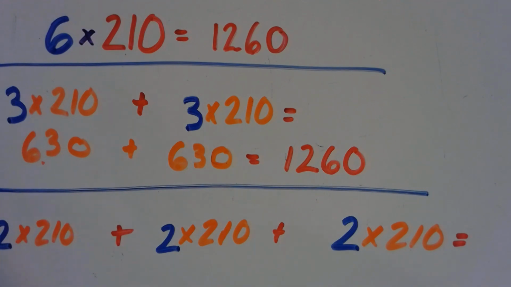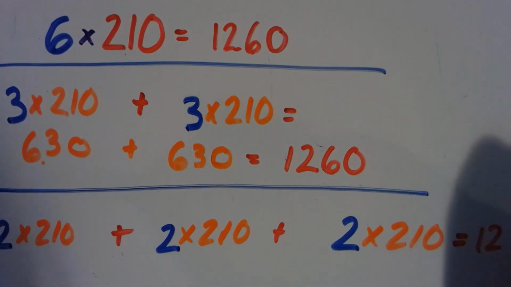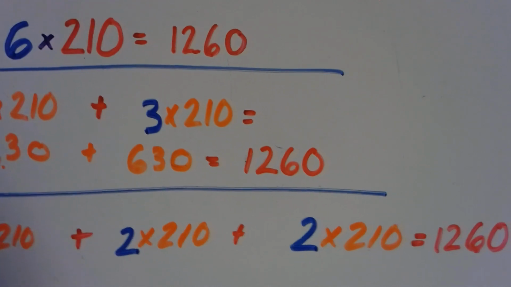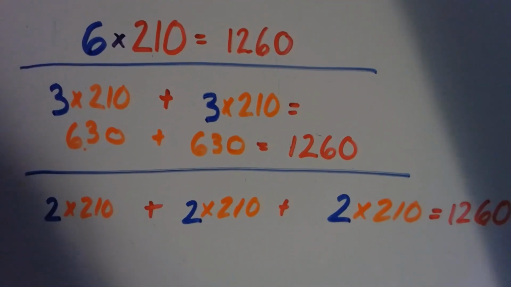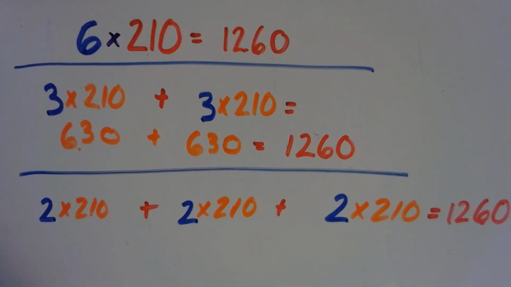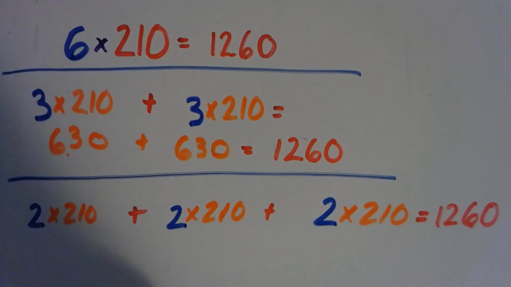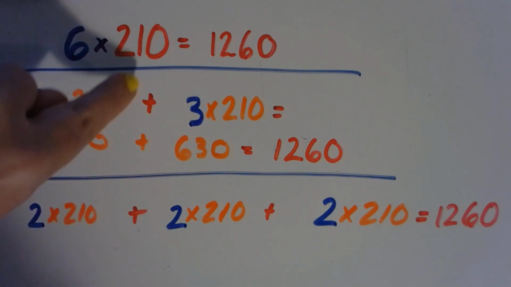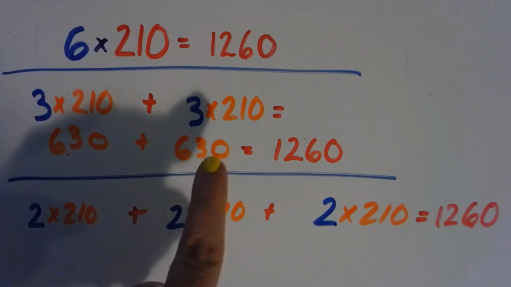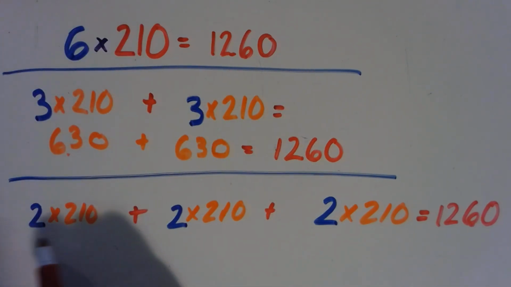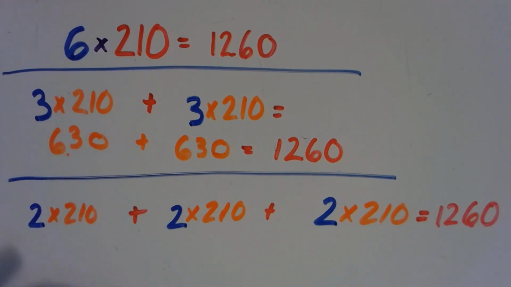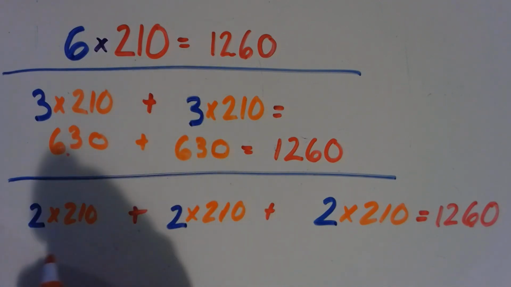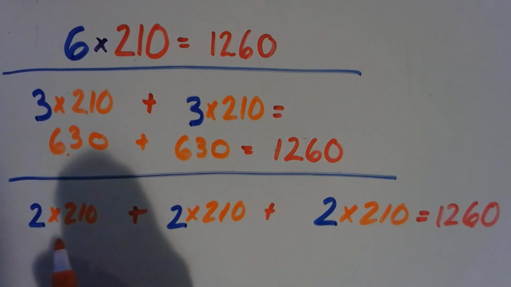1,260? How did you do that so fast? Oh, right, because you knew that if you take the number 6 and you break it down into its parts and you multiply it by the same number, you can just add. You're right. So what is 2 times 210? It's the same as 210 plus 210, right?